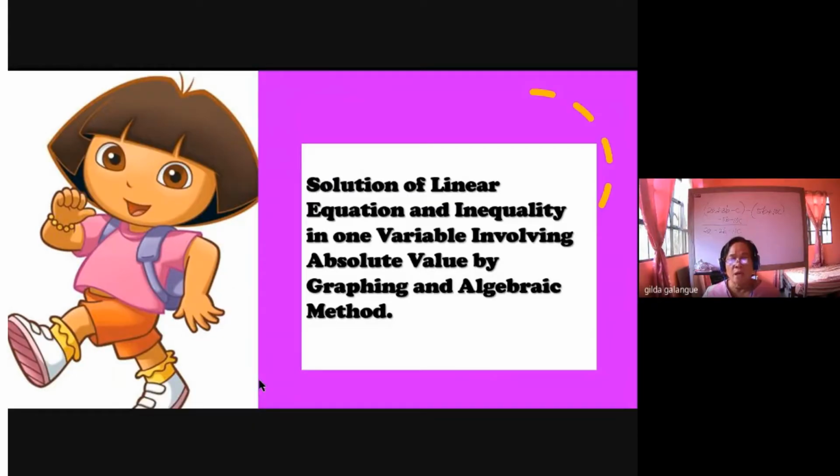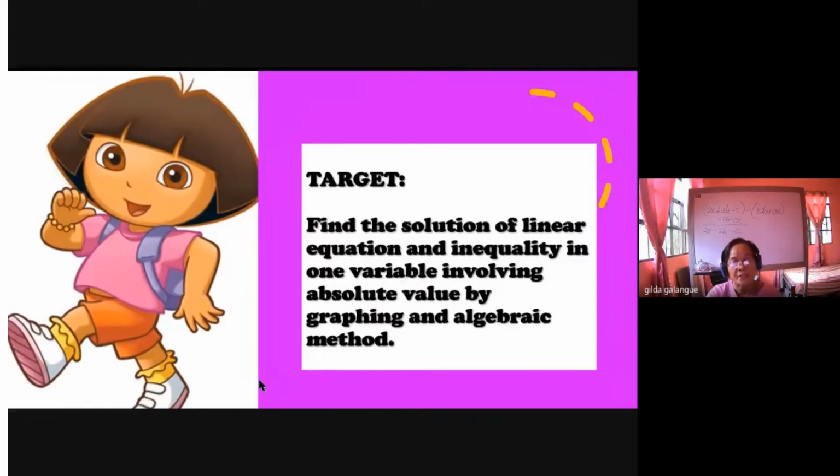Involving absolute value by graphing and algebraic method. So what is our target? Our target is to find the solution of linear equation and inequality in one variable involving absolute value by graphing and algebraic method.